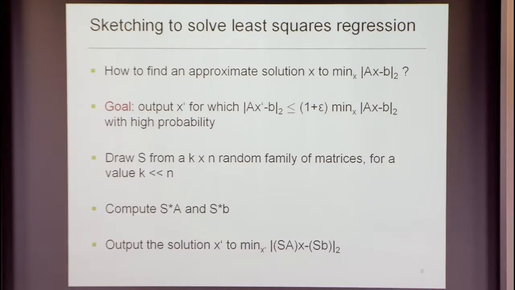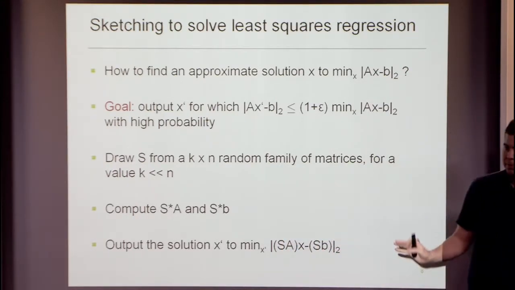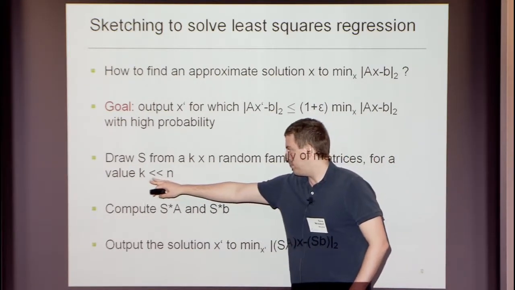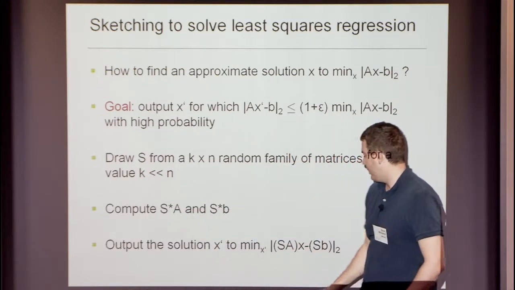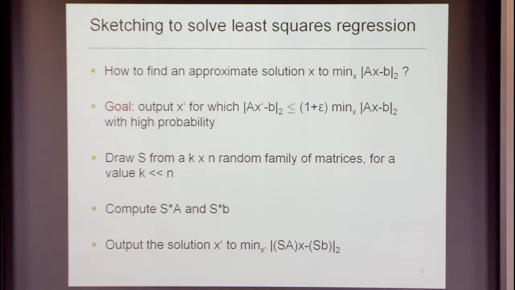Depending on which families of matrices S you choose, this can be shown to hold. Right, so this is sort of a black box reduction. You can solve this problem now exactly, say, by solving the normal equations. If k is small, so think of k as being polynomial in d, the small parameter, then solving this problem would take polynomial in d time. So really the only dependence on n in the time complexity is just computing S times A and S times b.